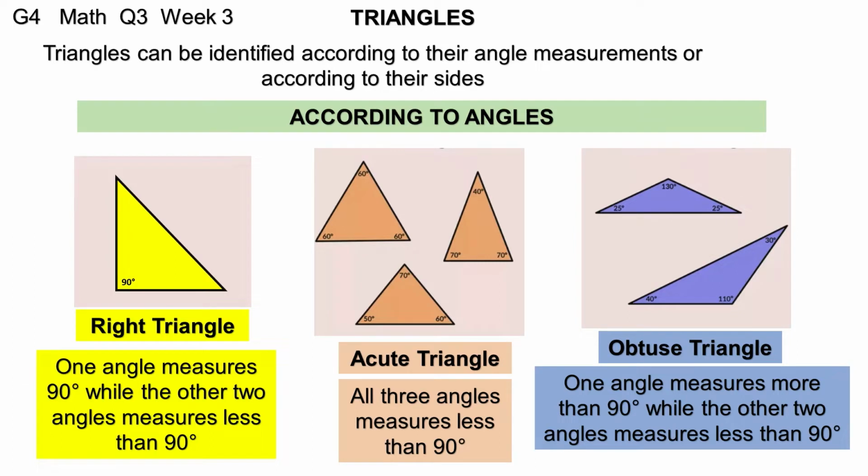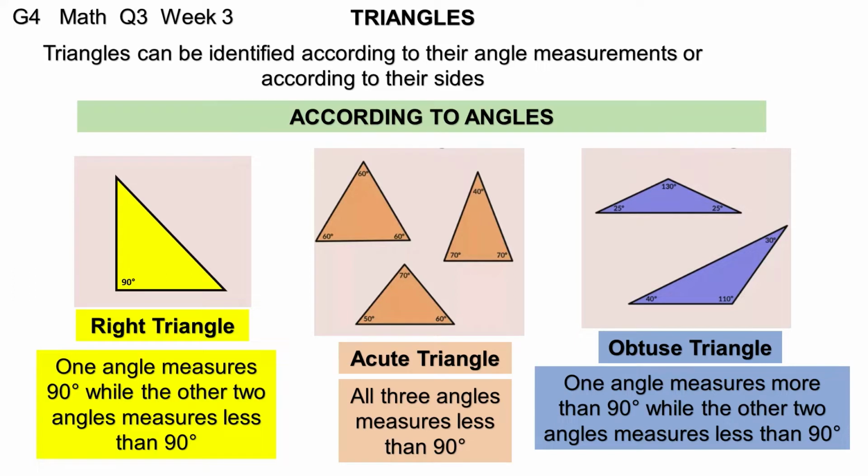Okay, so triangles. Triangles can be identified according to their angle measurements or according to their sides. So these are the three kinds of triangles according to angles. A right triangle, this is the yellow one, is a triangle that has one angle that measures 90 degrees, while the other two angles measure less than 90 degrees. So kapag may right angle, yung may 90 degrees, we call it a right triangle.